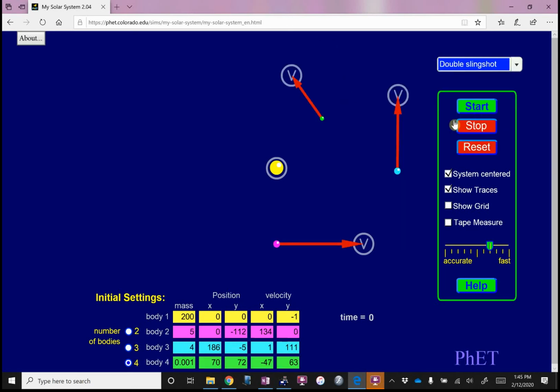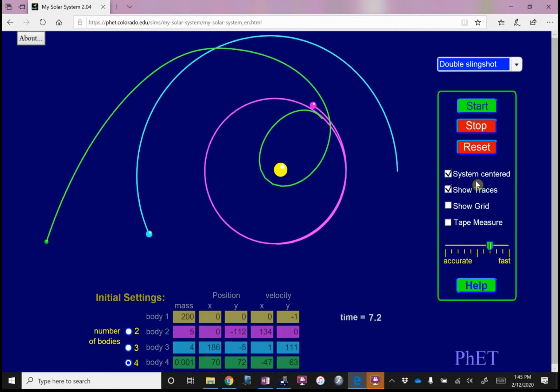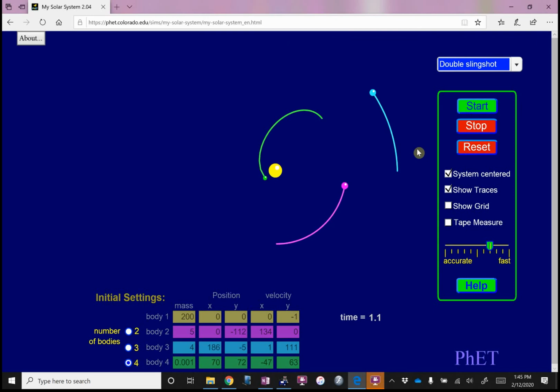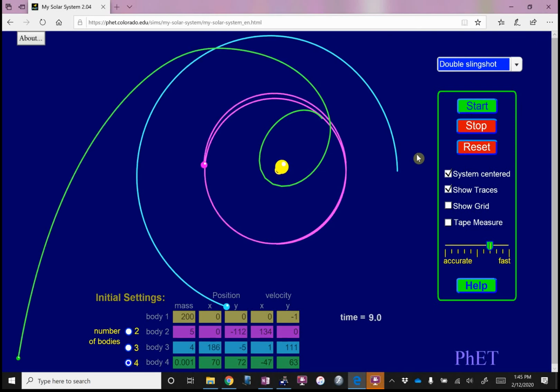You can do a double slingshot. So again, watch this little green satellite here, and it gets a slingshot around the sun, around the purple planet, and around the cyan planet. That happened really, really quick, so you watch again. So actually there's kind of 3 speed boosts going on here, 2 slingshots from a planet, but also a slingshot from the sun.